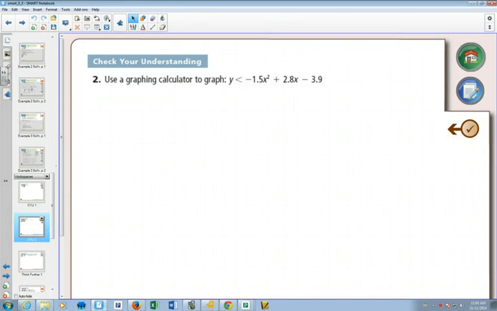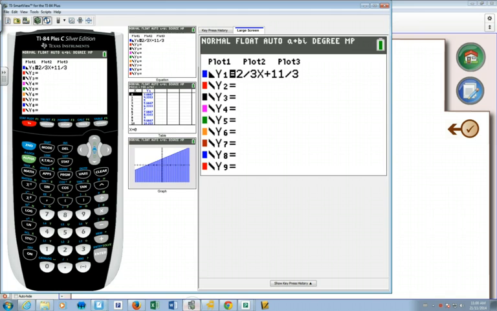Use a graphing calculator to graph this, because this would be very nasty to graph, to either complete the square to get the vertex with all those decimal places, or to try to factor it, or even to use a table of values. So what we're going to do is go to our calculator and type that equation in.